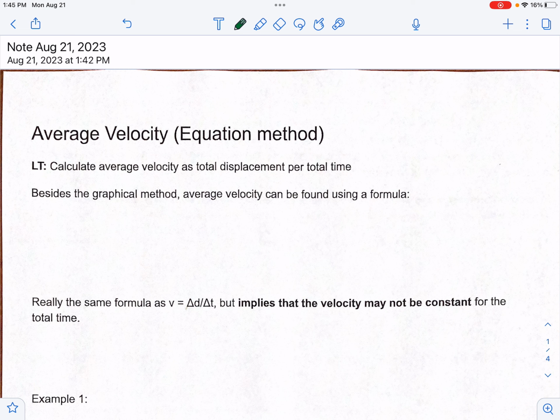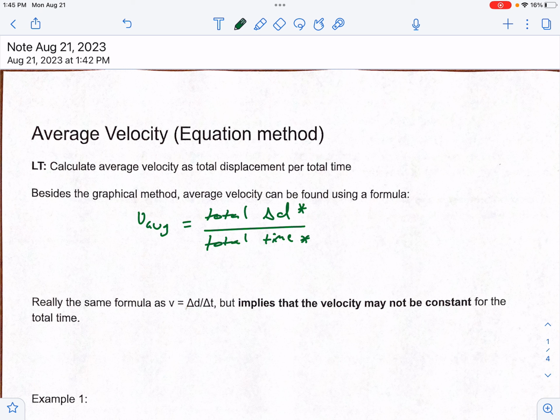So your average velocity, your V average, is going to be your total displacement over your total time. The key word there is total. We're going to have multiple displacements and multiple times, so you have to have displacement and you have to have time in order to do this.